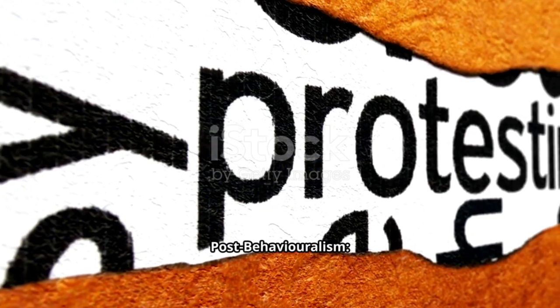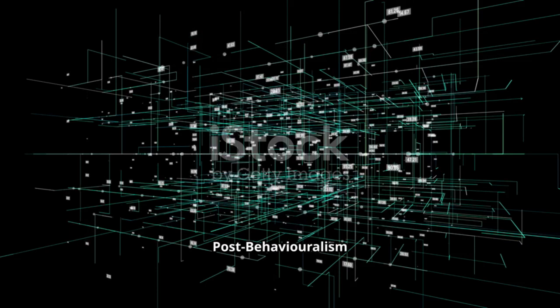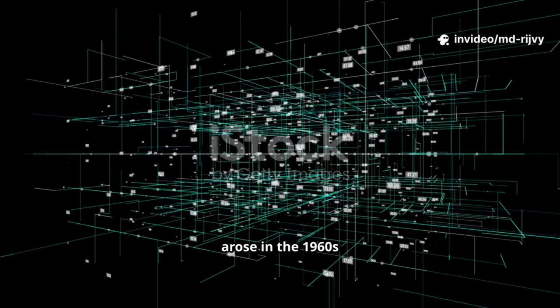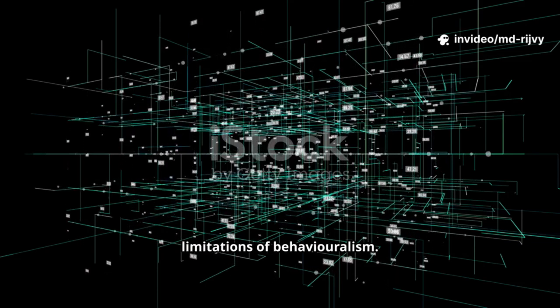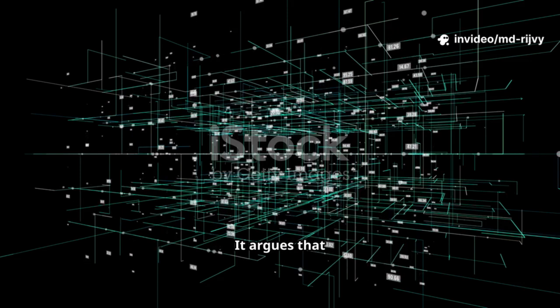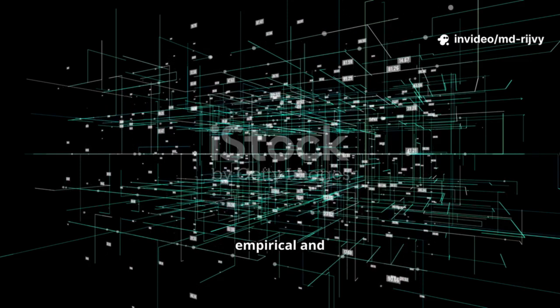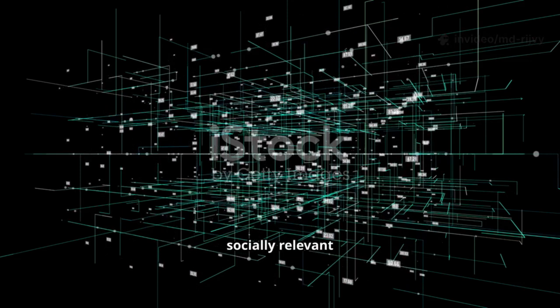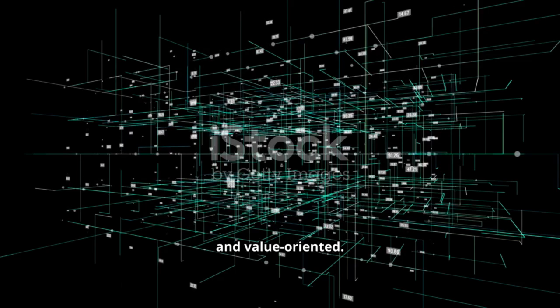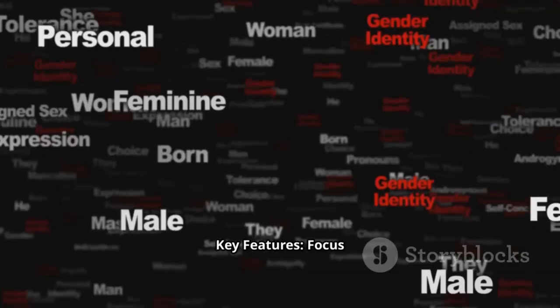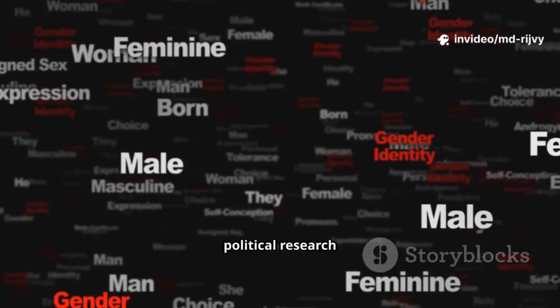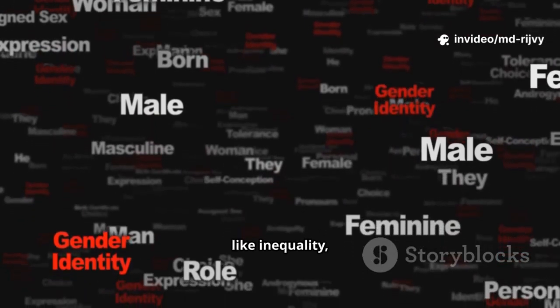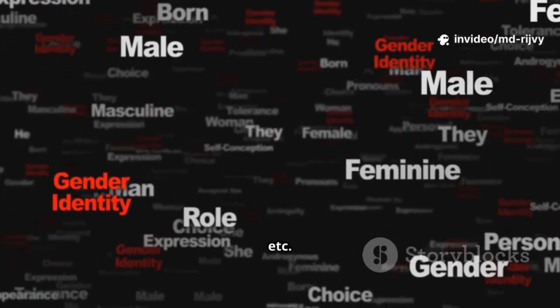3. Post-behavioralism. Definition: Post-behavioralism arose in the 1960s as a reaction to the limitations of behavioralism. It argues that political science should not only be empirical and scientific, but also socially relevant and value-oriented. Key features: focus on relevance. Political research should address real-world issues like inequality, poverty, war, etc.